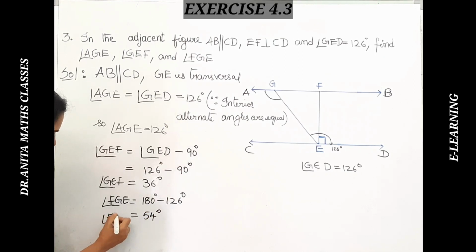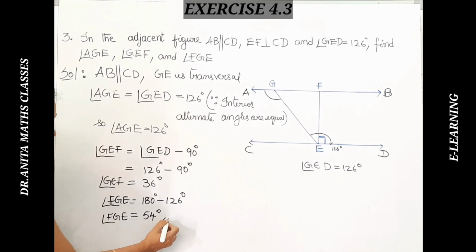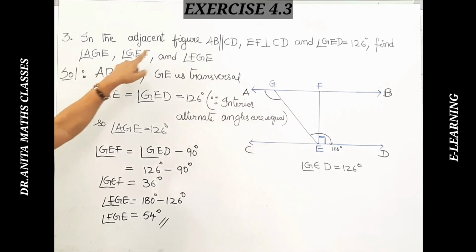Angle FGE equals 54 degrees. Here we have found all three angles by the properties of parallel lines. Pause the video and note it down.